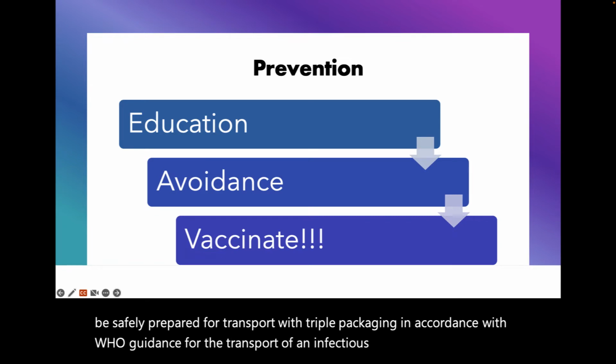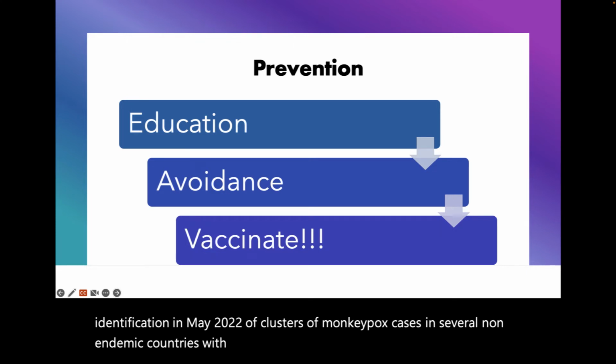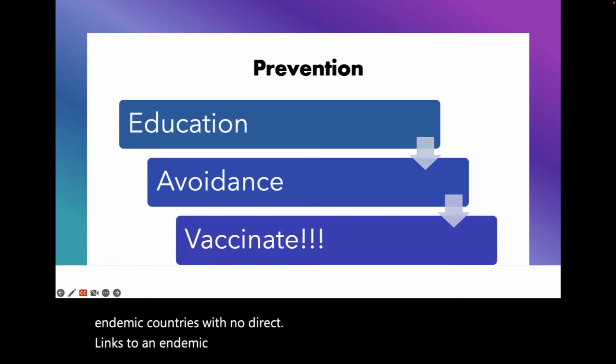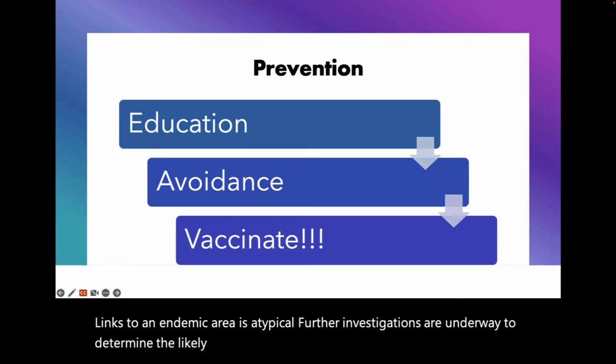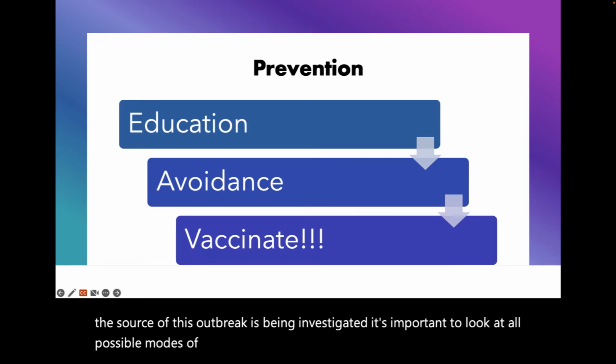The identification in May 2022 of clusters of monkeypox cases in several non-endemic countries with no direct travel links to an endemic area is atypical. Further investigations are underway to determine the likely source of infection and limit further outward spread. As the source of this outbreak is being investigated, it's important to look at all possible modes of transmission in order to safeguard public health.